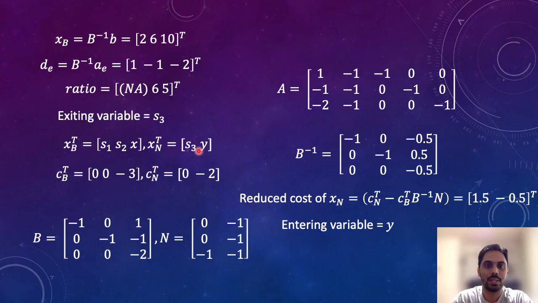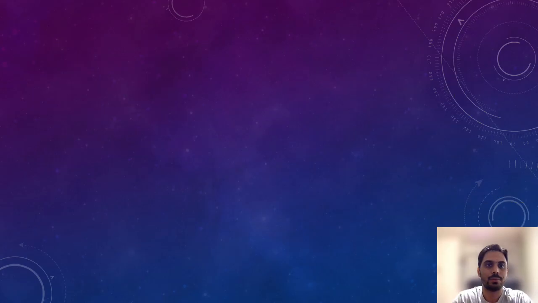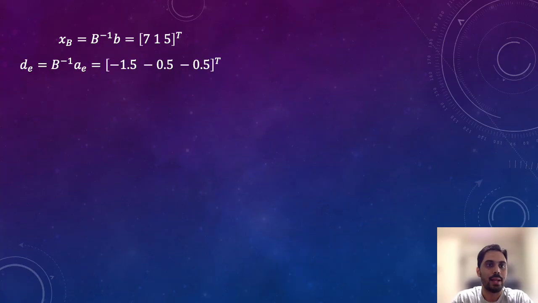And now we need to pick our exiting variable. So again the same process. First we compute B inverse times b. So small b was minus 2, minus 6 and minus 10. So multiply that with B inverse. And our AE, the entering variable column, for the y, is all minus ones. Let's compute it. XB is B inverse b, which is 7, 1, 5. And DE will become minus 1.5, minus 0.5 and minus 0.5.